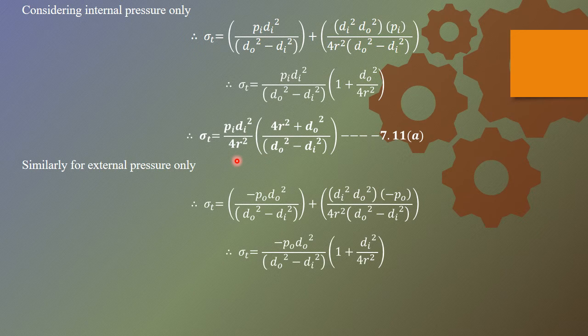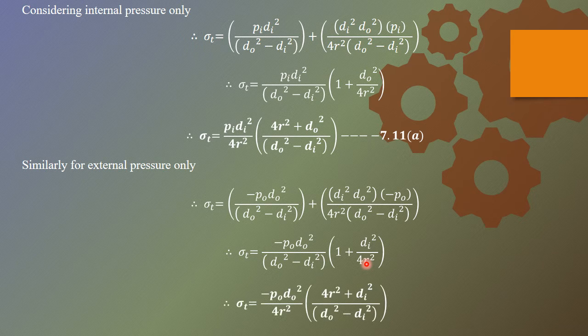Okay. So next we'll consider only the external pressure. If you consider only the external pressure in the previous entire tangential stress equation, Pi will be equal to 0. So if Pi is equal to 0, then this is the expression which you will get. By rearranging, minus P naught D naught square by D naught square minus Di square is common, and it will be 1 plus Di square divided by 4R square. At any radius R, you can put R equal to Ri, or R equal to R naught, or R equal to Rc. Rc means the junction radius.